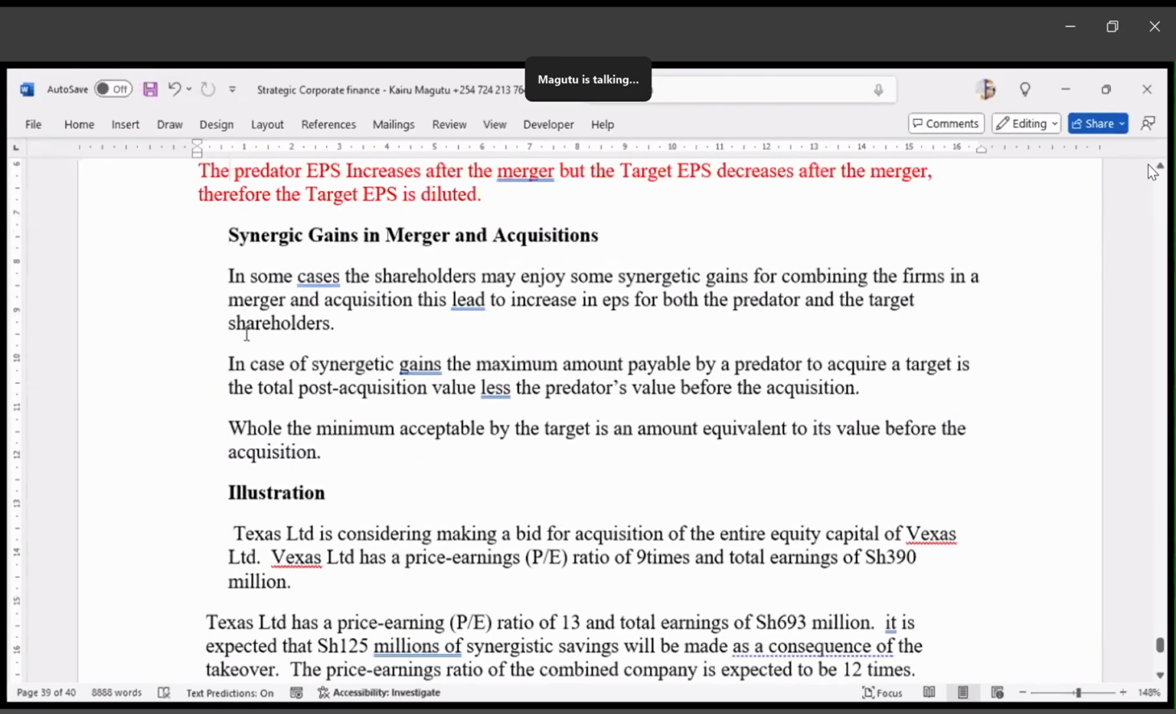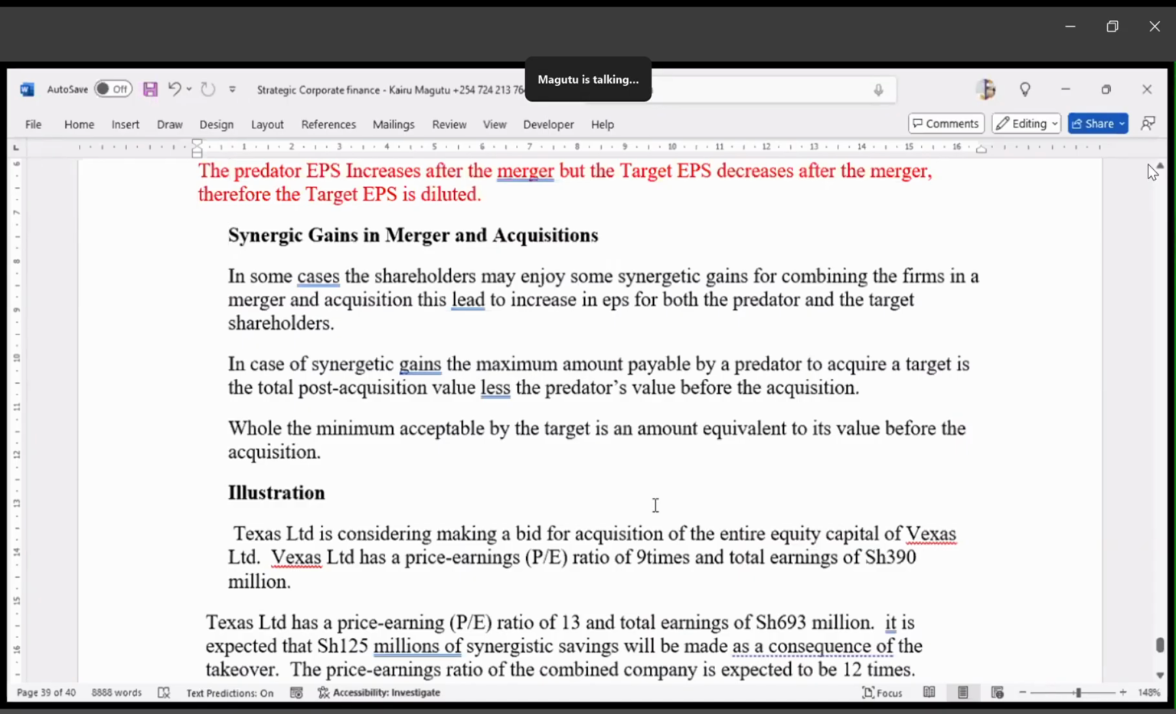We must have mentioned that 1 plus 1 in a synergetic gain is equal to 3, 2 plus 2 is equal to 5. There is that gain. When you bring two companies together, there is the likelihood that some benefit will accrue. So in some cases, the shareholders may enjoy some synergetic benefit or gain for combining the firms in merger and acquisition. This leads to an increase in EPS for both the predator and the target shareholders.